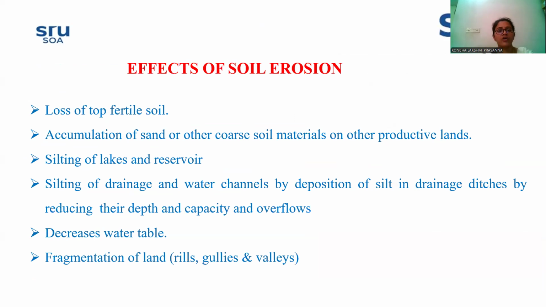Next is the effect of soil erosion. So there are different effects of soil erosion. That is the loss of top fertile soil by the surface runoff, and the accumulation of sands or other soil materials on the productive lands. Next is the siltation of lakes or reservoirs. Siltation of lakes or reservoirs occurs mostly in the catchment areas, and because of the siltation, the capacity of the reservoirs for the storage of water is reduced.